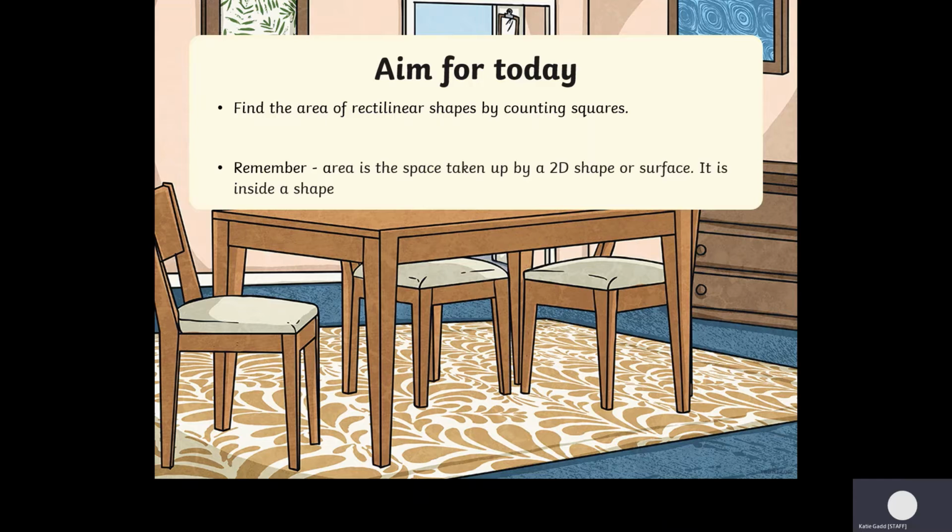So the key thing to remember is that area is the space taken up by a 2D shape or surface. It is inside a shape. So rectilinear, I know I spoke to my class about this a few weeks ago. Rectilinear means two rectangles that have been put together to make a new shape.